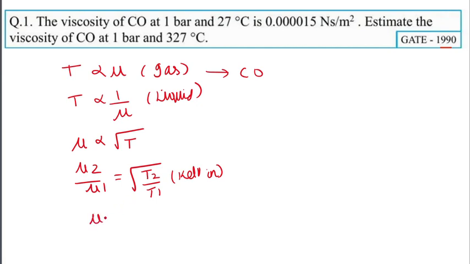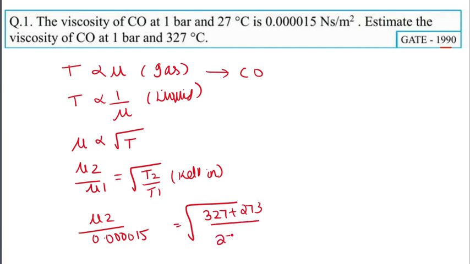So we don't know mu2. mu1 is given, 0.000015, times the square root of T2 over T1, which is 327 plus 273 divided by 27 plus 273. Okay, so we calculate mu2, it gives approximately 2.12 into 10 to the power minus 5 Newton second per meter square.